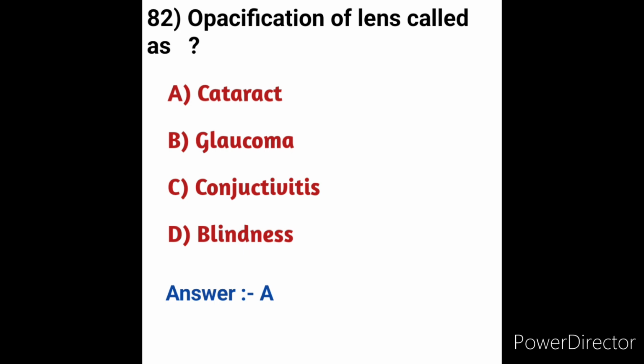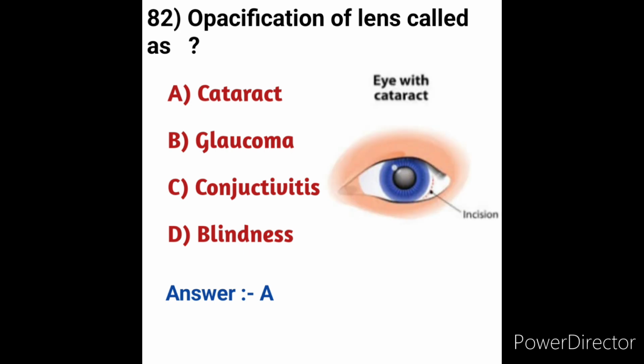This is one of the cataract surgery complications. It can cause significant deterioration of visual performance. Causes are infection, injury, scratches, and swelling of the eye. After cataract surgery, a complication is opacification of the lens. Here in this picture we can see the opacification of the lens, the eye with cataract. Option A is the correct answer. Next we will move on to question number 83.